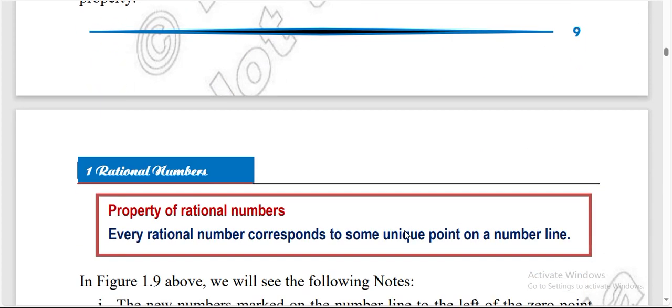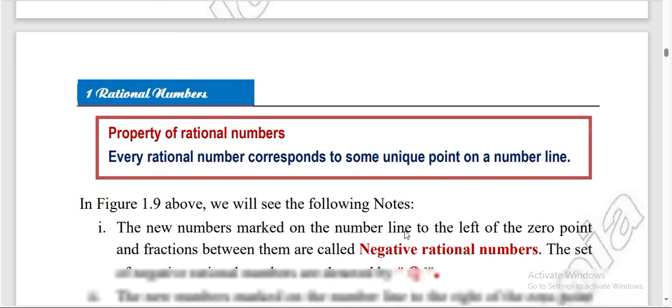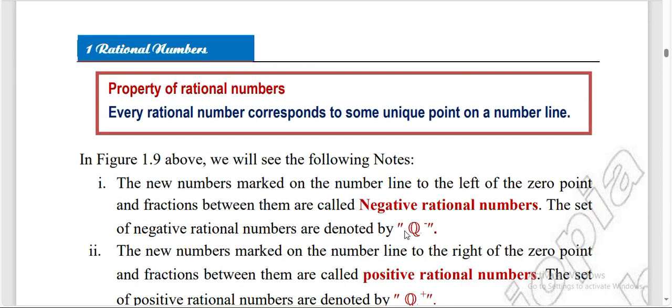So it shows the properties of rational numbers. Every rational number corresponds to a unique point on the number line. It is represented only at unique points, not at different points. It is 1, or 1.5. If it is negative, we can say negative 1.5.